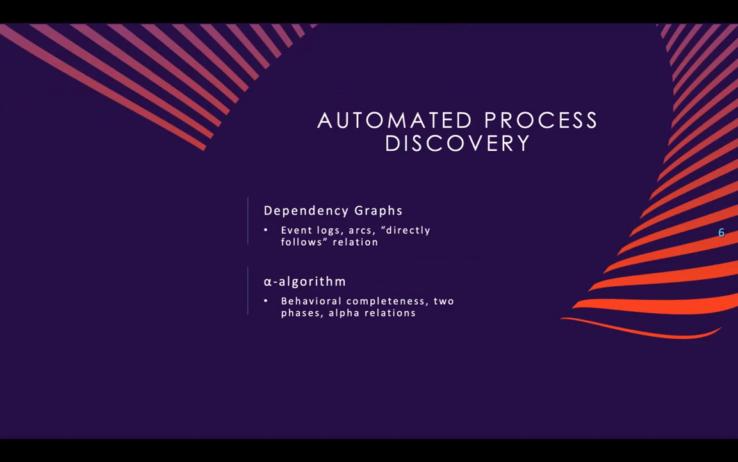Within the domain of automated process discovery, there are several more techniques that are being utilized. One of them is the dependency graph, a technique used to visualize event logs. The way it works is by letting each node represent an event class or task, and the surrounding arcs are represented by a so-called directly follows relation.